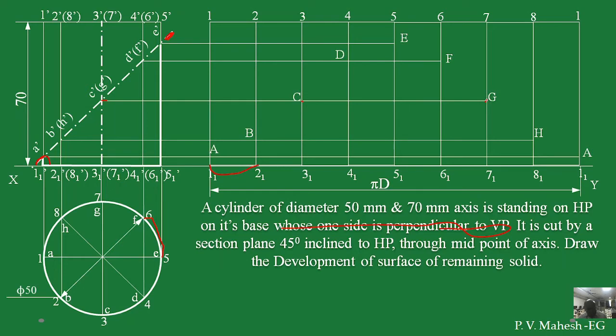Now here how to join? Previously we have joined with straight lines in case of prisms, but in case of cylinders we will join all these points with a smooth curve like this, and I will join the remaining portion. So here you can see only the outline is dark, all the remaining internal lines are very thin lines. So this is about the development of the cylinder.